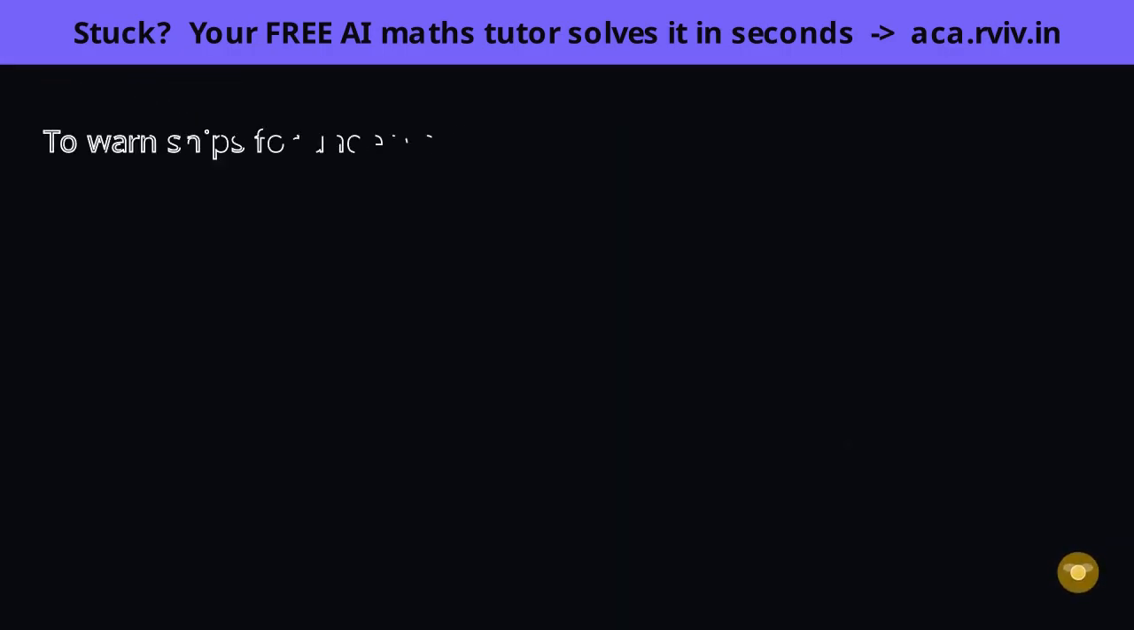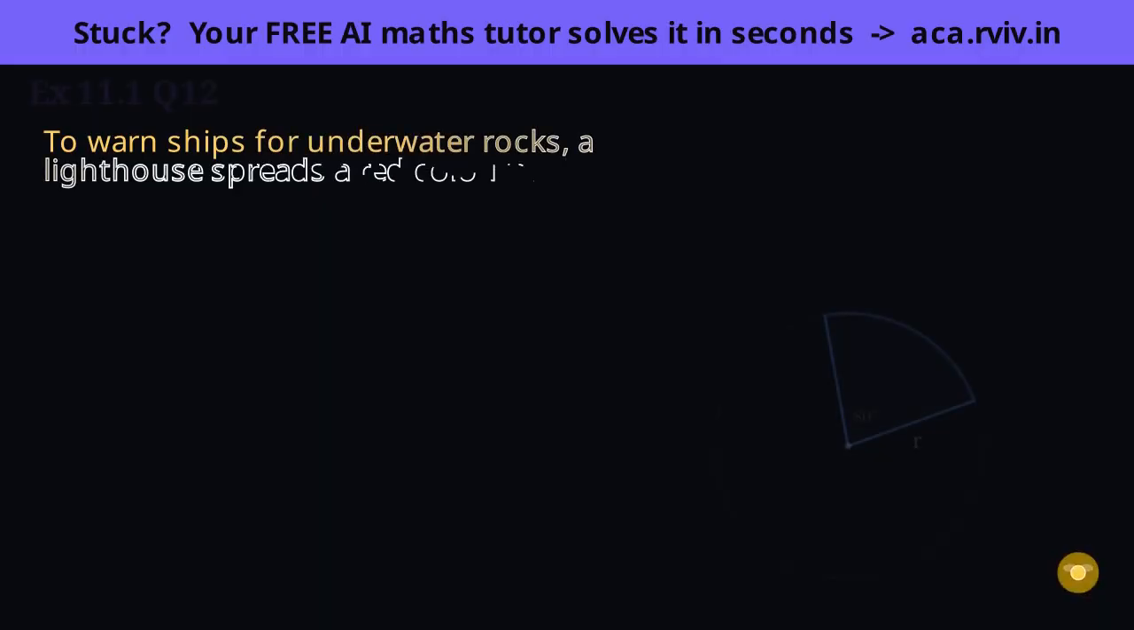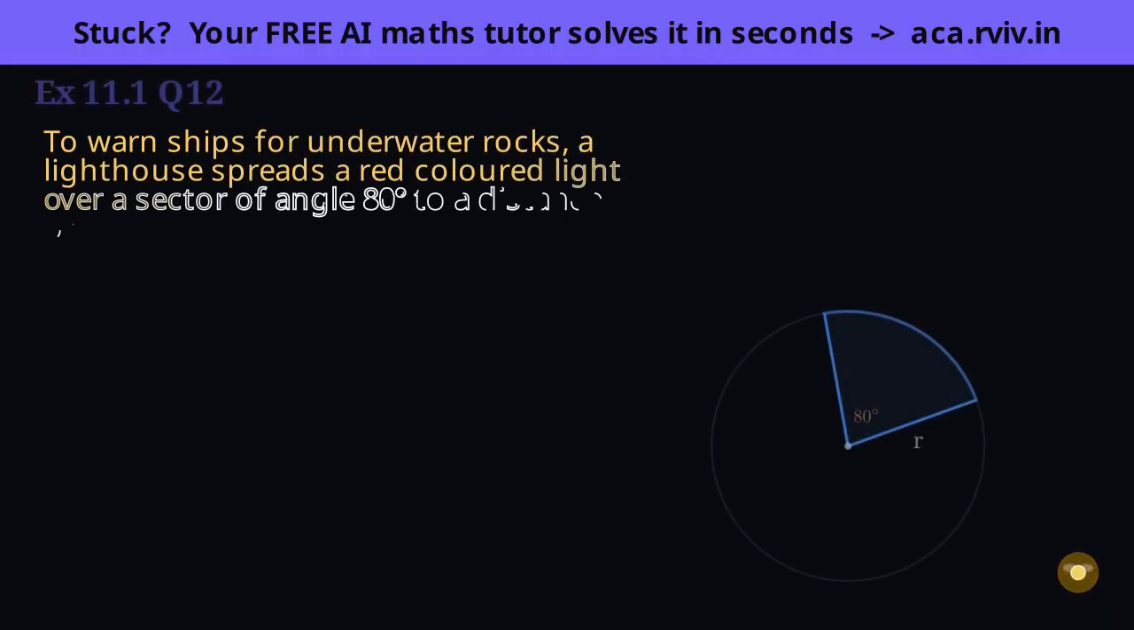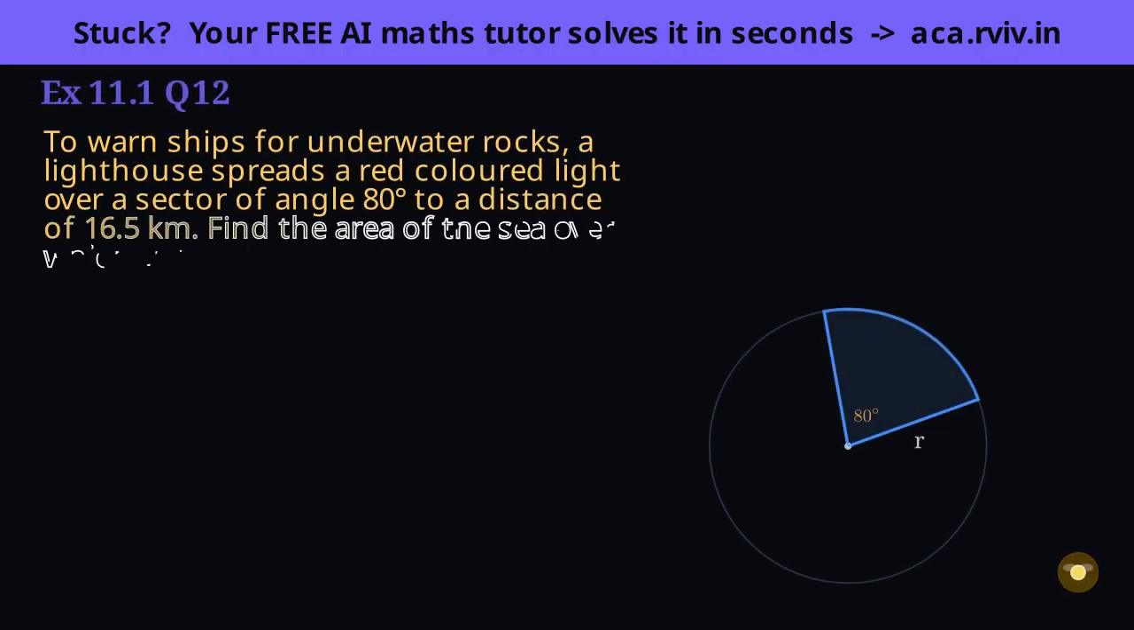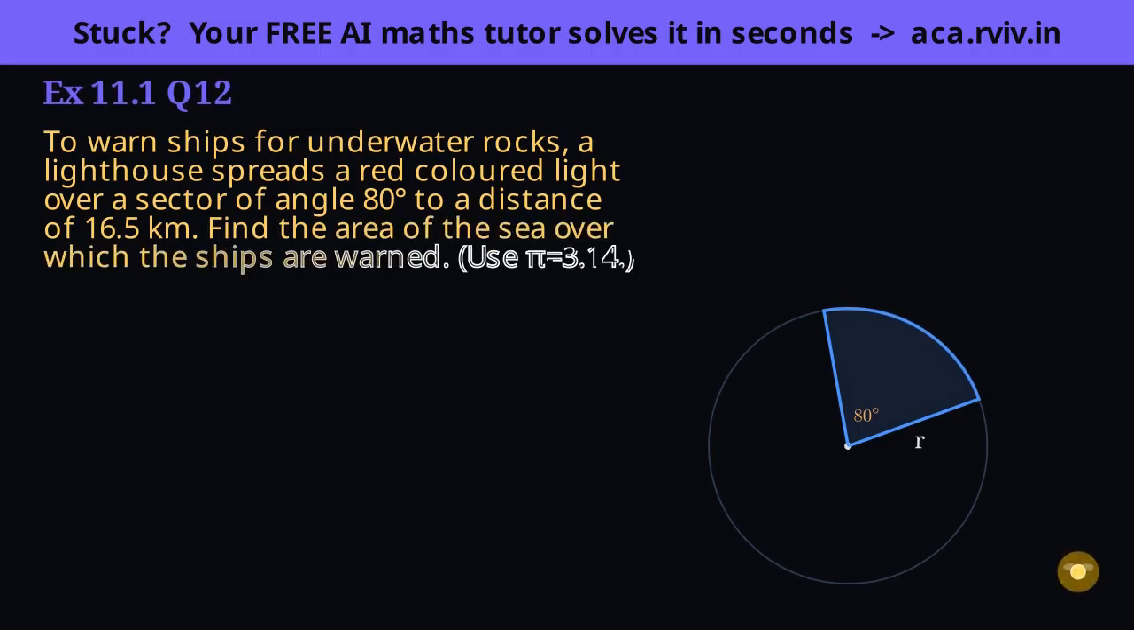A lighthouse beam fanning across the sea is a sector you can almost see. How far the light reaches is the radius, how wide it fans is the angle. Let's map the words onto a sector.